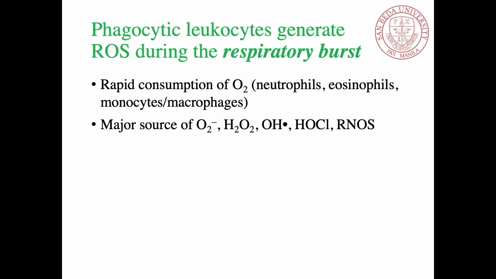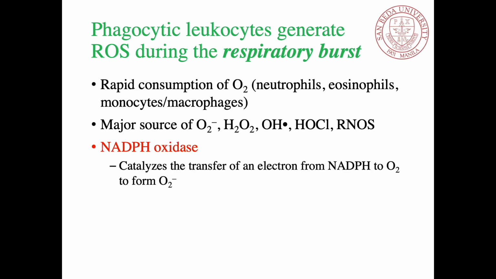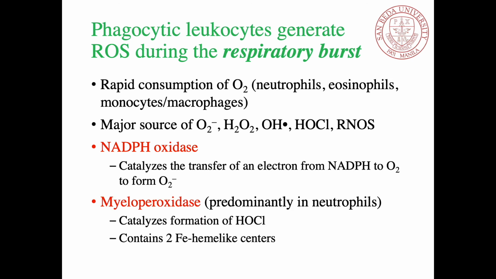Now, the first step in the formation of microbicidal reactive oxygen species during the respiratory burst is the synthesis of superoxide, which is catalyzed by the NADPH oxidase system. On the other hand, there's another enzyme system called myeloperoxidase, which catalyzes the formation of oxidants that contain chlorine, such as hypochlorous acid or HOCl. Myeloperoxidases contain two iron heme-like centers, which are responsible for why pus or phlegm gets its greenish color.